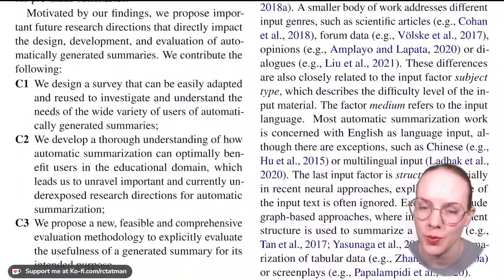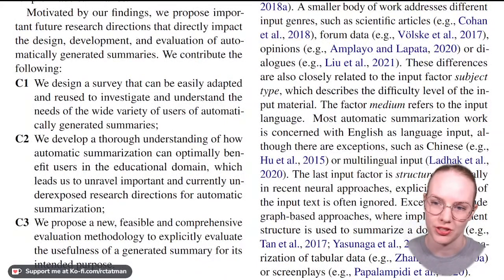Motivated by our findings, we propose important future research directions that directly impact the design, development, and evaluation of automatically generated summaries. We contribute the following.